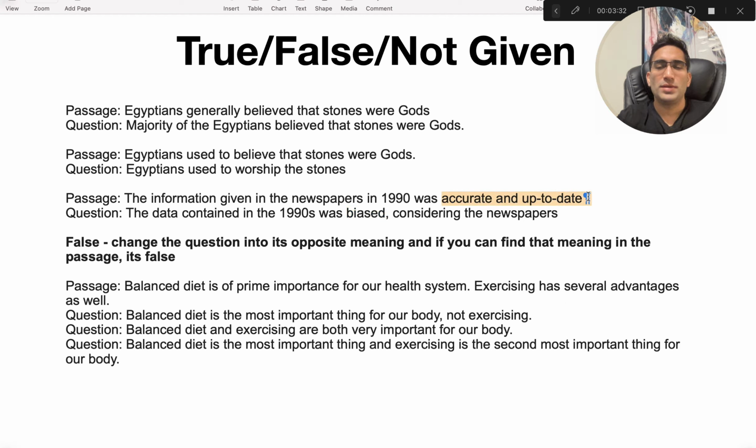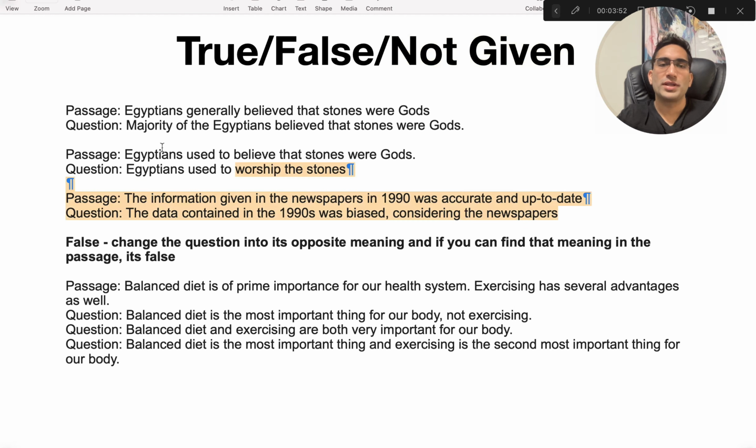Accurate and up to date means just modified, latest information, but it's not the opposite of biased, which would have been equal or fair or just. Since it's not the opposite of the question, it is not false. It's definitely not true. It's a different piece of information. So it's again, not given.